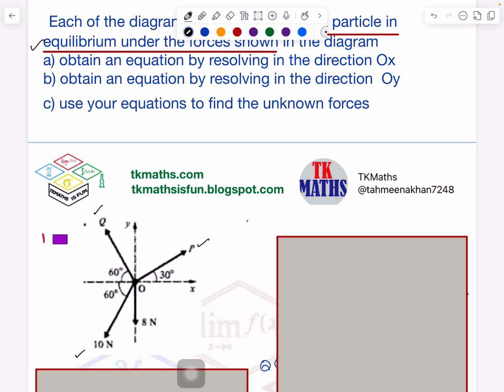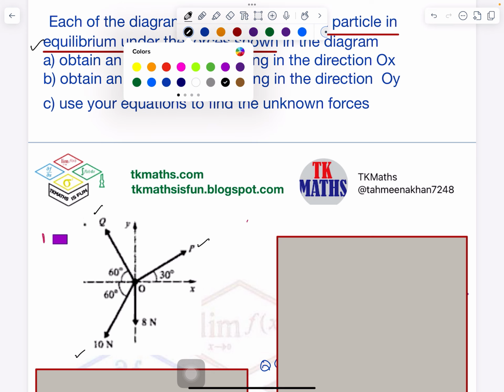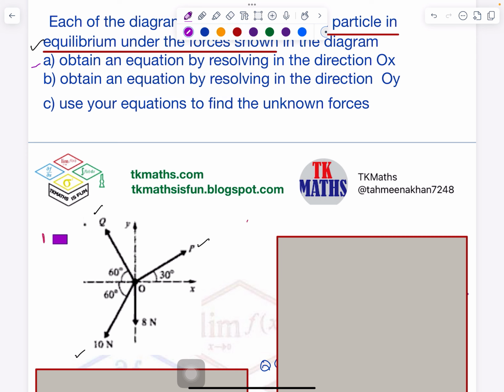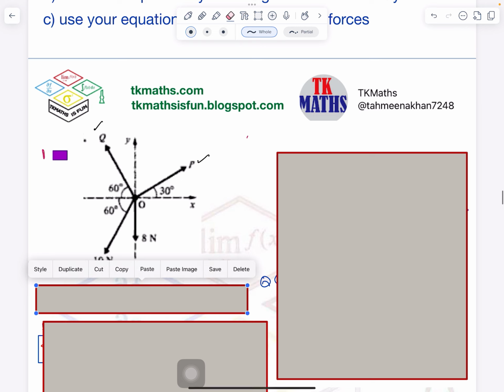Now the requirement is that you have to obtain an equation when you resolve it in the direction of OX, and then obtain an equation by resolving in the direction OY, and then using those equations you have to find the unknown forces. So unknown forces are P and Q. So I have solved this question and I will discuss it one by one. First of all, we have to resolve these forces along OX and along OY.